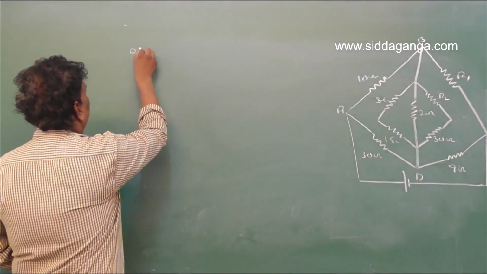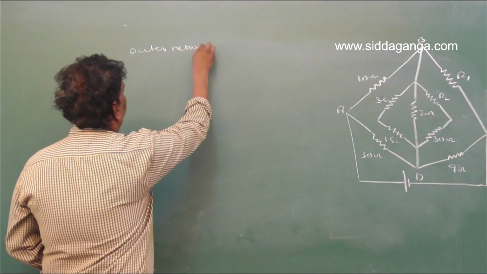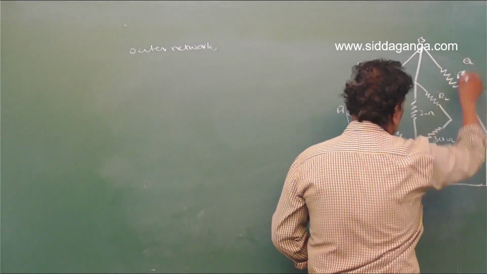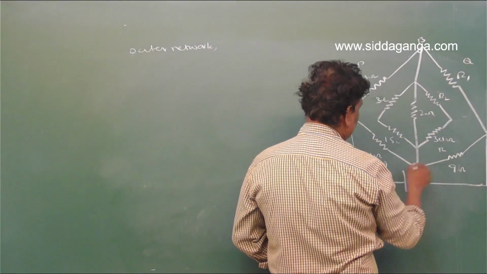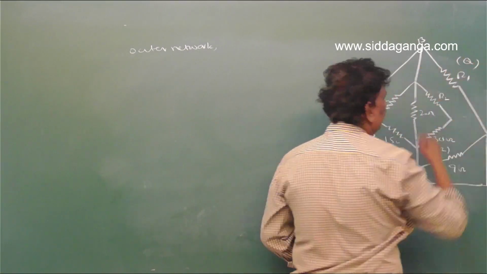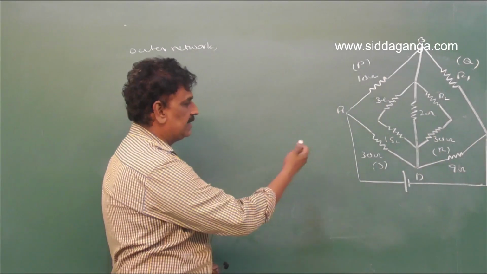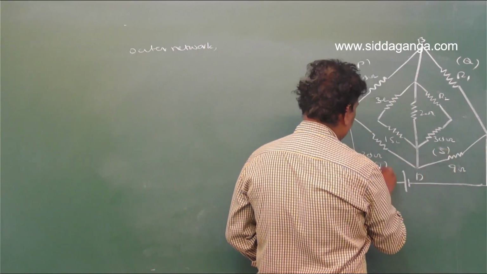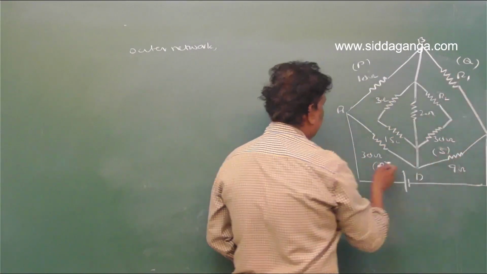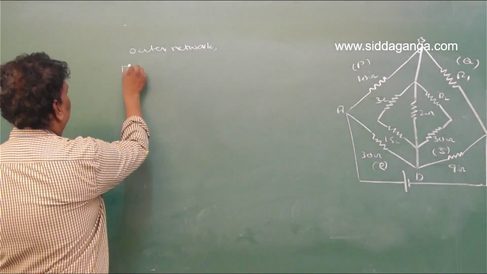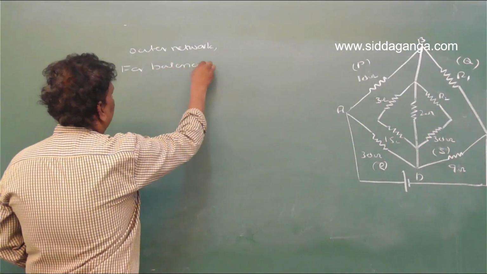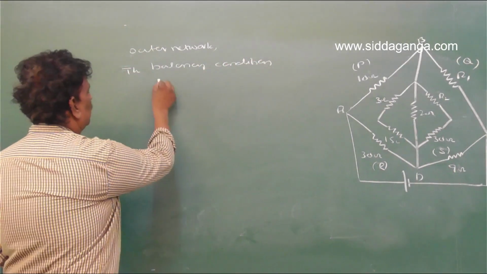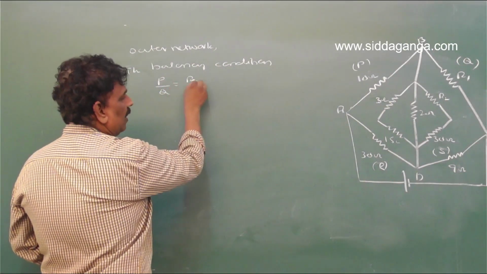When we take the outer network, in the outer network this is P, this is Q, this is R, and this is S. So in the cyclic order of Wheatstone's network, it is P, Q, S and R, not P, Q, R, S. Now, for the balancing condition, we have P by Q is equal to R by S.